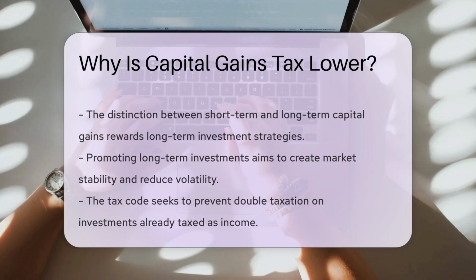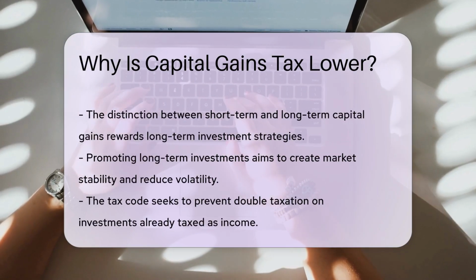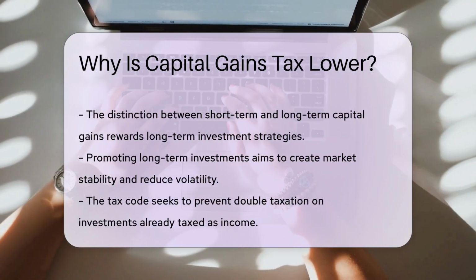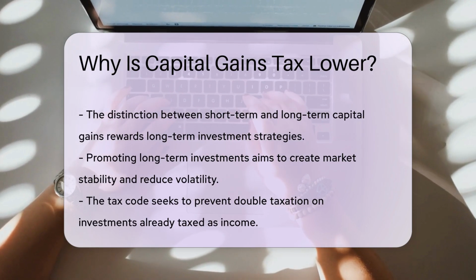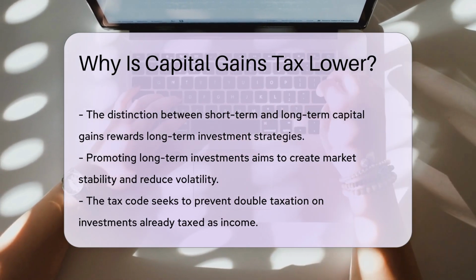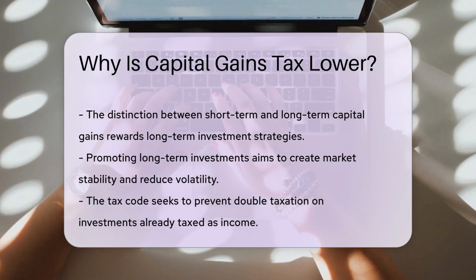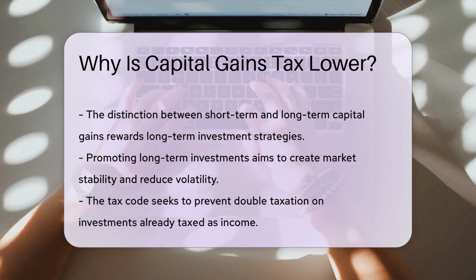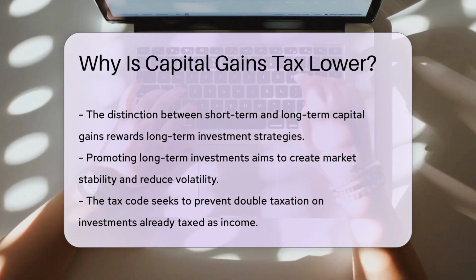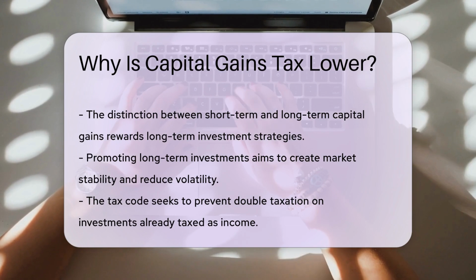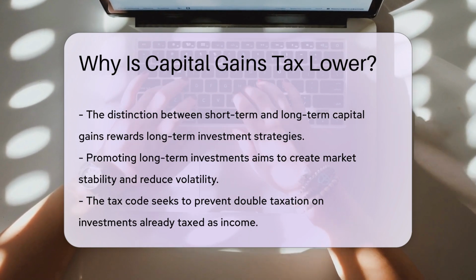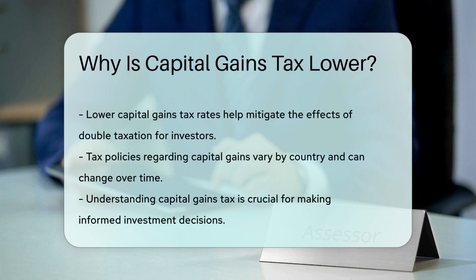The rationale behind this distinction is to reward long-term investment. By promoting stability in the market, governments aim to create a healthier economy. This approach seeks to reduce market volatility. Additionally, the tax code aims to prevent double taxation. When individuals invest, they have already paid taxes on their income. Lower capital gains tax rates help mitigate this issue.